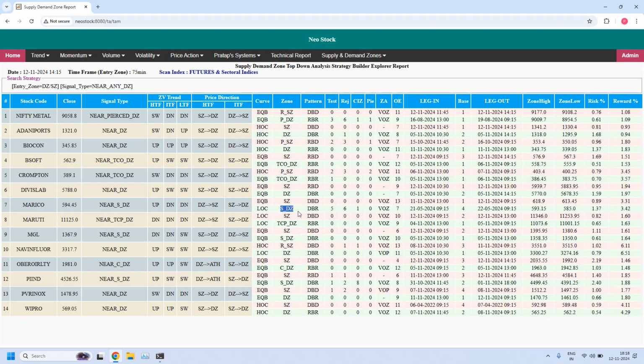And we have one stock Marico, next stock Maruti, and the next stock MGL, next stock Oberoi Realty, next stock PI Industries. So total 5 stocks we identified. We have 5 high liquidity 75 minute demand zones from this list.